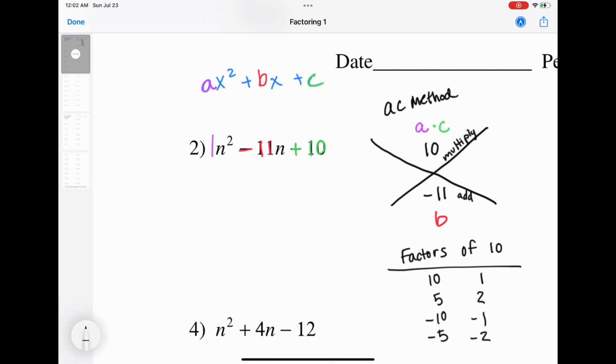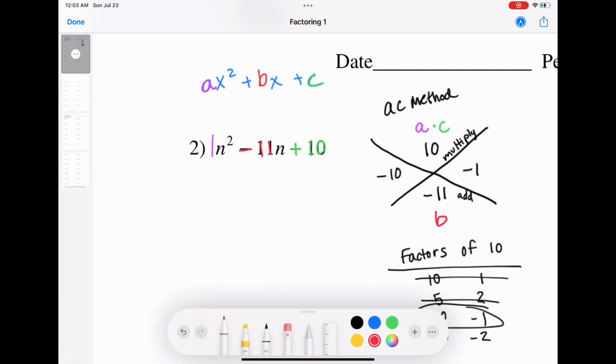Okay, so positive 10, positive 1 equals positive 11. That's not going to work. Positive 5, positive 2 adds to positive 7. That's not going to work. Negative 10 and negative 1 adds to negative 11. So there we go. We got our negative 10 and our negative 1. So you can write them up there. So now you know what you're going to rewrite your B as. We're taking these terms right here, and we're going to rewrite B as these terms, because we know when we combine them, it will just make B. It will make the negative 11.